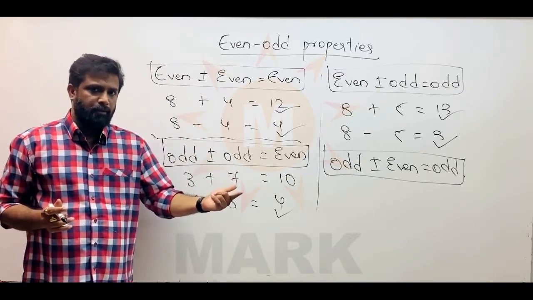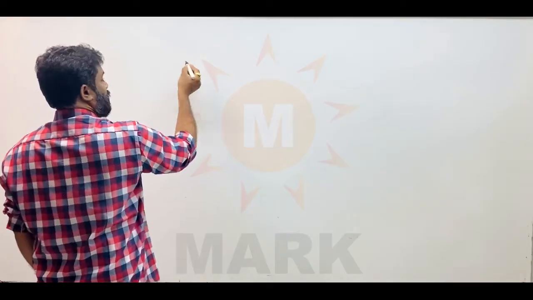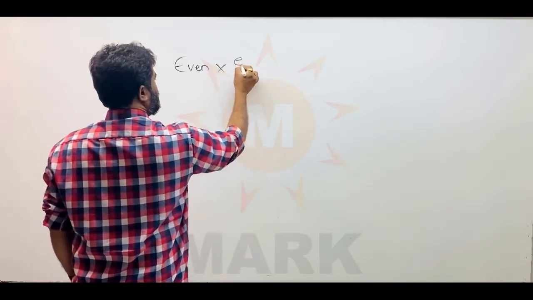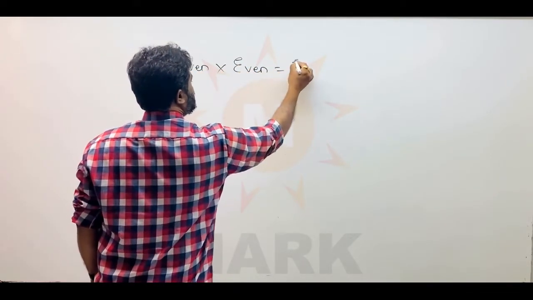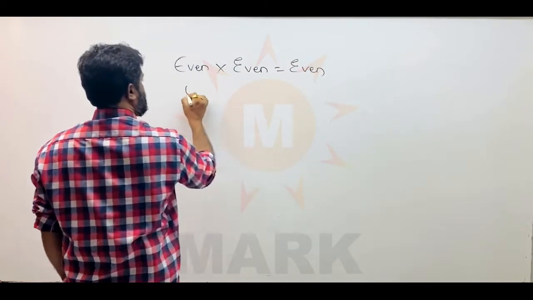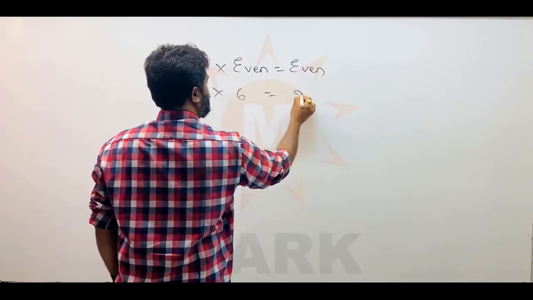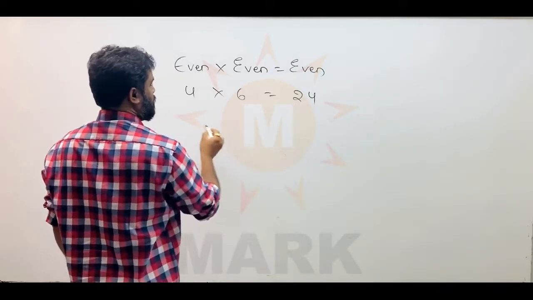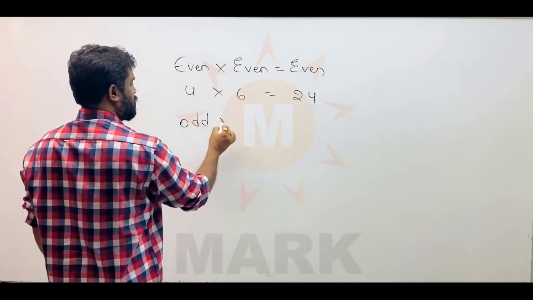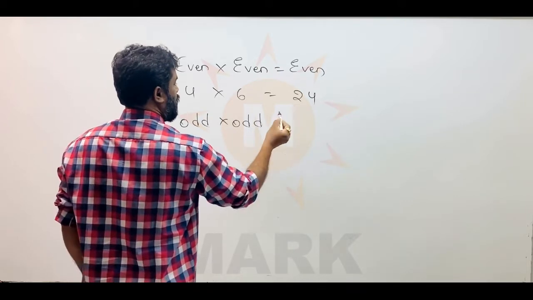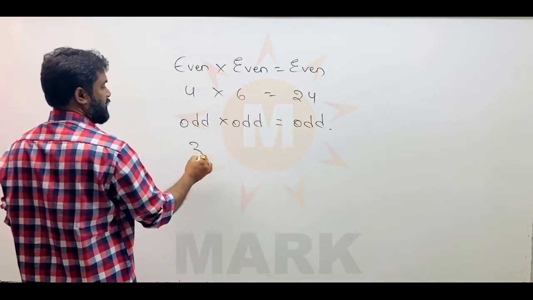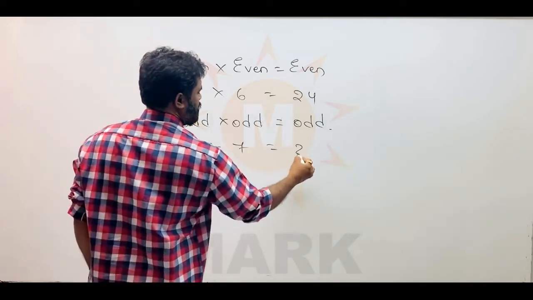Let us go into multiplication now. If you go into multiplication, even into even will always give even. Just like 4 into 6 will give 24. So 4 is an even number, 6 is an even number, 24 is an even number. Now odd into odd will always give odd. Suppose 3 into 7, that is equal to 21.